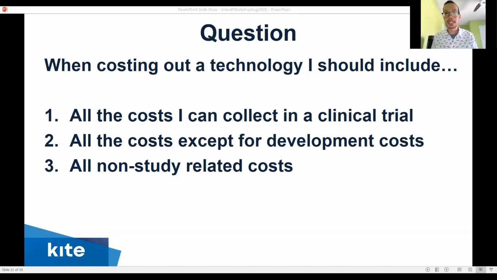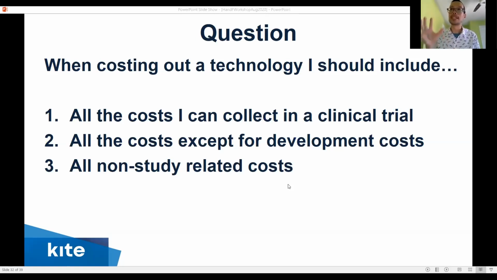And as you can see, it was a mix. Given our small sample here, we have a mix. More people said all the costs you can collect in the clinical trial, 2 people, but then 1 person each said answer 2 and answer 3. And this is not surprising, given that even people in the field don't necessarily agree on this issue.